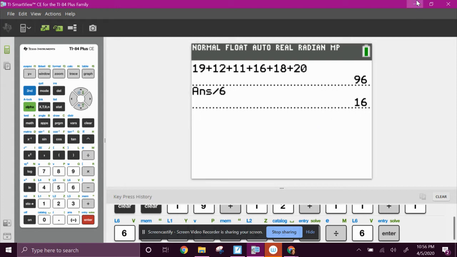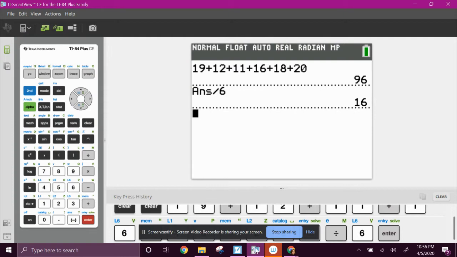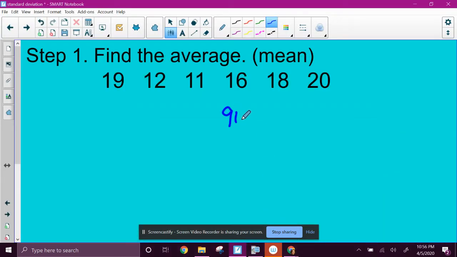So that means the average score here was a 16. When you added all those up, you got 96 and we divided by 6. So the average score was a 16 out of 20.